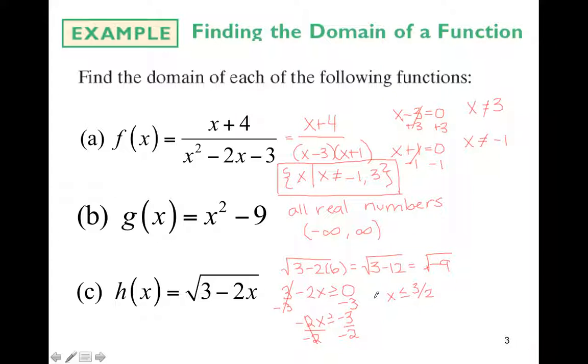Okay, so you could write it like this. X is less than or equal to 3/2. Or you could write it as, let's see, from -infinity all the way up to 3/2 included. So equal to gives you the square bracket there. Interval notation.